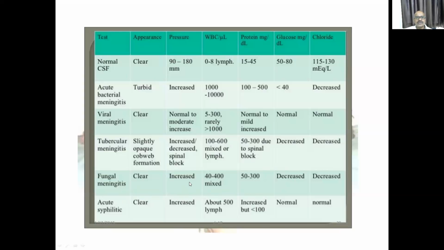So that is about the various forms of meningitis. Fungal meningitis: the CSF is clear, and mixed cells, 40 to 400 cells, are there. The protein is 50 to 300. The glucose is decreased. The chloride is also decreased.